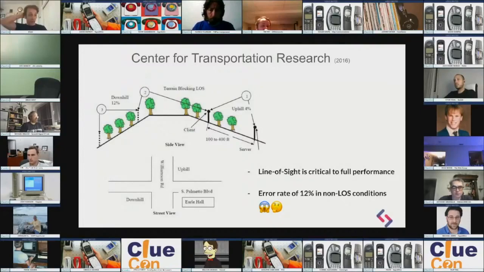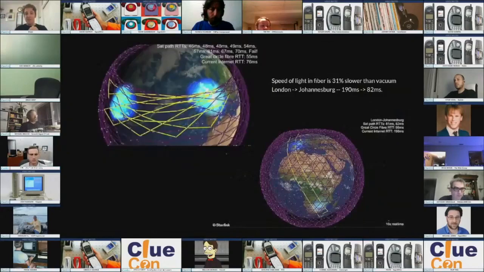And then, of course, there's Starlink, right? And Starlink is really interesting because it actually bypasses a lot of these things. Now, one of the things I wanted to point out, and I'm sure a lot of you know this, is the speed of light in fiber is about 31% slower than it is in vacuum. So everyone asks, well, why is Starlink sometimes better or faster than just laying fiber or going straight, right?